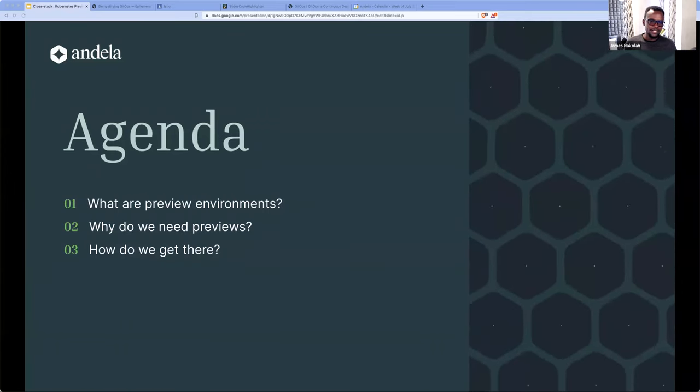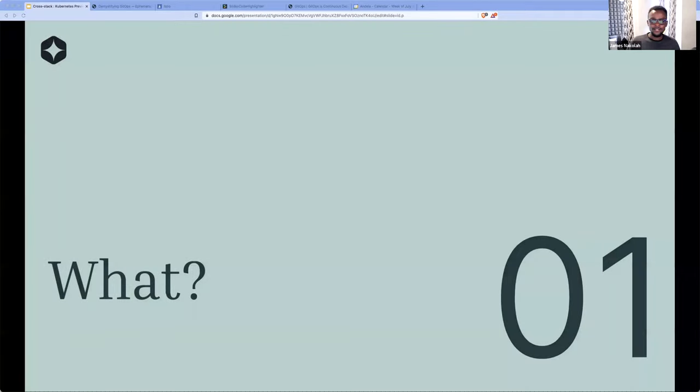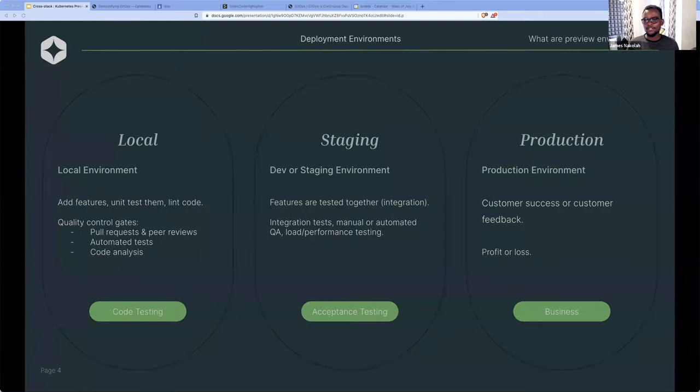So we'll start with what are preview environments. I'm pretty sure most of us here are at least DevOps-ish in the sense that you've worked in a DevOps environment, you're interested in DevOps, you're an enthusiast, or you are an expert, like most folks here. So this is not a very difficult question to answer. What are preview environments? Because we know that we are talking in the context of deployment environments.